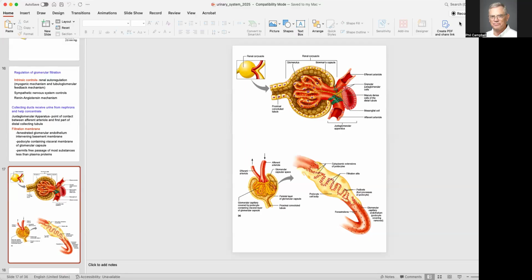And there are additional cells called juxtaglomerular cells, and there are mesangial cells, all right? And so they are involved in this juxtaglomerular apparatus. And that does two things. It's capable of both intrinsic and extrinsic controls. We'll get to the details later. I'm just showing you the anatomy here.